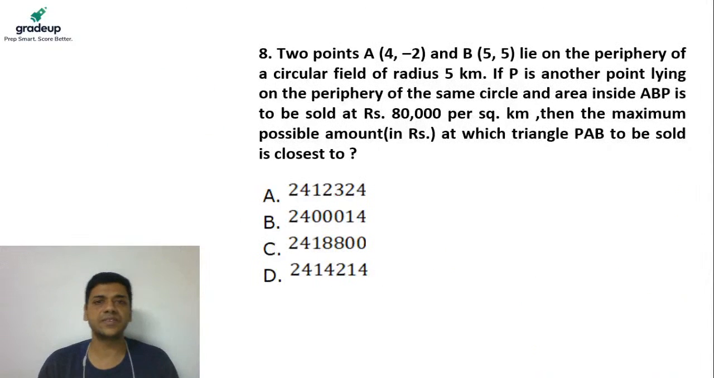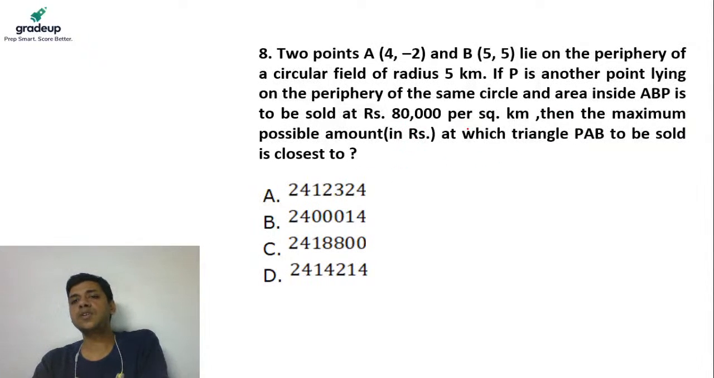Okay, moving to the next one. There are 2 points A and B which lie on the periphery of a circular field of radius 5 kilometers. P is another point lying on the periphery of the same circle. The area inside triangle APB is sold at the rate of 80,000 rupees per square kilometer.